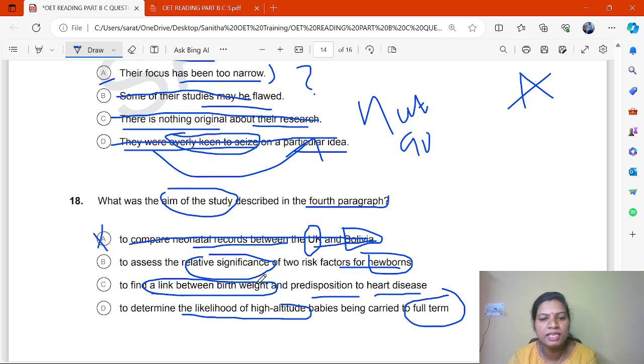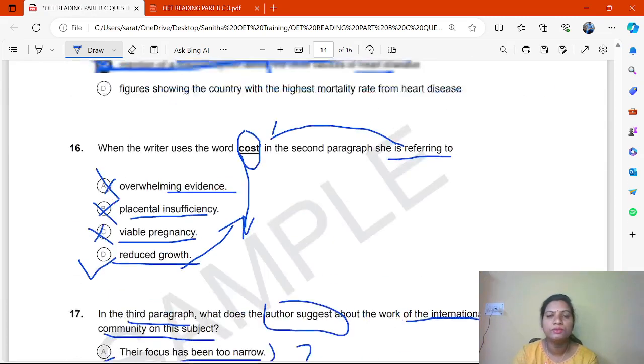To assess the relative significance of two risk factors for newborns. Then you have to match this option.